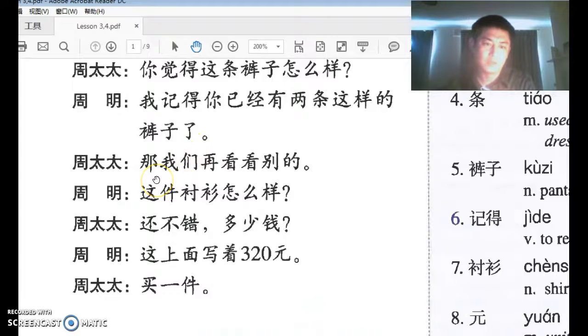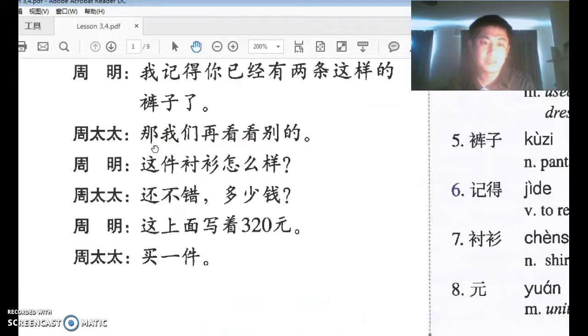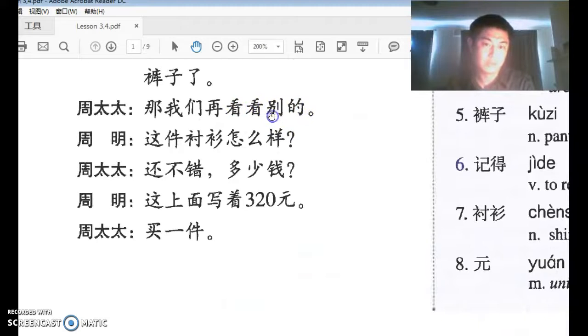And 周太太, well, okay, being very weak, 周太太 says, 那我们再看看别的. 别 is other, 别的 is others. 我喜欢别的, 我不喜欢这个. 再 is again or more, right? More of the same action. So 看看 is have a look about others a bit more. Then again we look at something else.